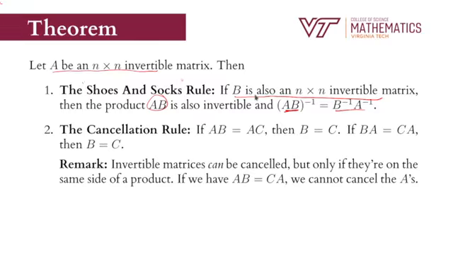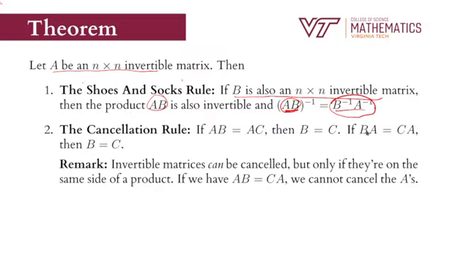We call this the shoes and socks rule to help you remember it. In the morning, you put on your socks and then you put on your shoes. When you undo that process in the evening, you have to remove your shoes first and then you remove your socks second. So the order that we put things on in the morning is reversed from the order that we take them off at night. And the matrices observe that same property. The inverse of AB exists, but we have to invert them in the reverse order to calculate the inverse.